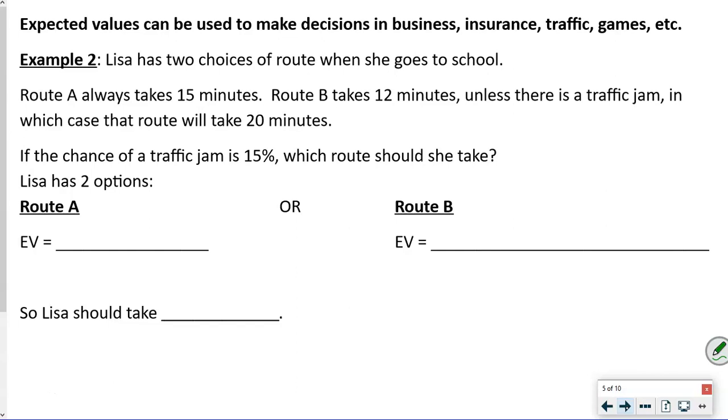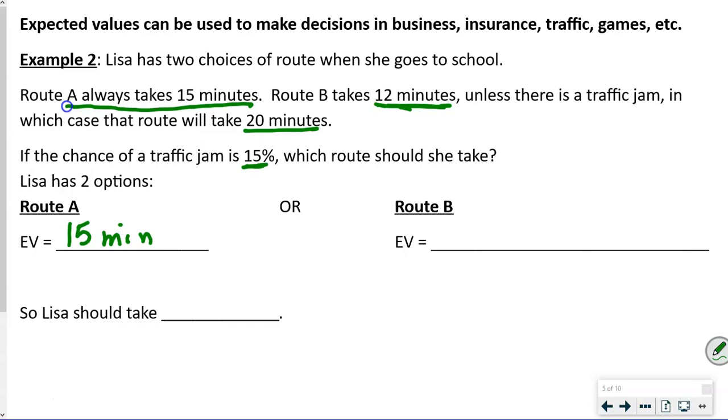Well, first of all, the expected value of Route A is always 15 minutes. See right here, Route A, 15 minutes. So we're going to write 15 minutes here. So, I guess she doesn't have any traffic on Route A. So when we talk about Route B, it says 12 minutes unless there's a traffic jam. So if there's a traffic jam, it takes 20 minutes, and then it says it's a 15% chance that there is traffic.